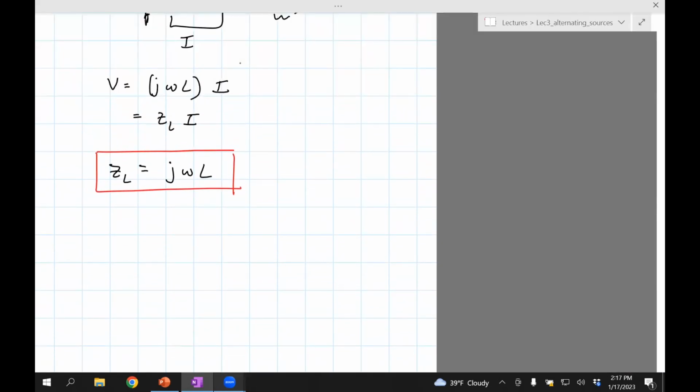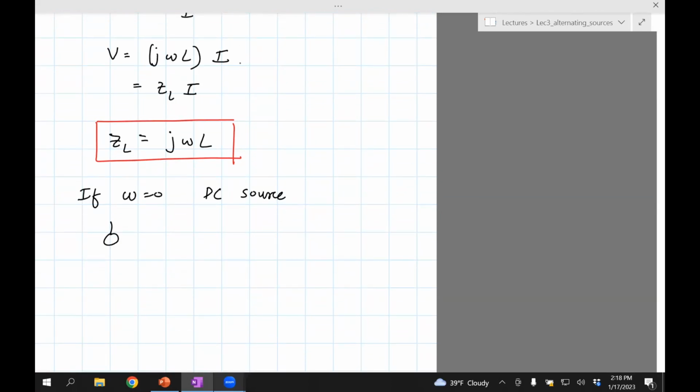a constant source? So what if omega is 0? In other words, it's a DC source. That is, if the inductor is connected to a constant voltage, which is omega equals 0, then we see that Z equals ZL equals 0. In other words, what this is saying is that the resistance is 0, which essentially means that it is a short circuit.